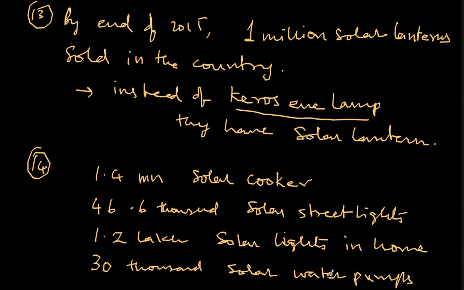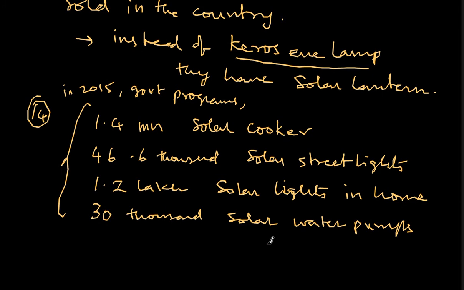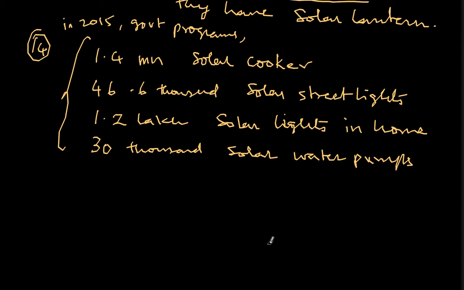So many things are going on. This is in 2015, by government programs. Of course in 2016 the same government programs will continue, and in 2017 also they continue. And maybe there are more listings. So this is the data that is available. I'm just giving you the figures for 2015, but in 2016-17 also these things are all going on.